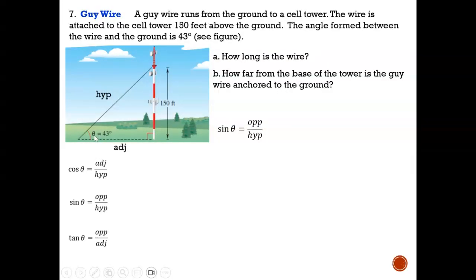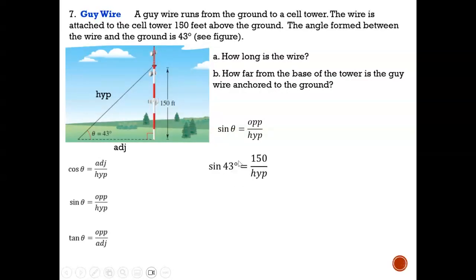They give us the angle and they give us the opposite. To find the hypotenuse, I have to use something that has the opposite and the angle, right? So we're going to use sine, because sine is opposite over hypotenuse. So it's going to give us sine of 43 degrees equals 150 over the hypotenuse.